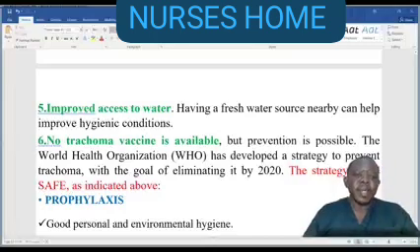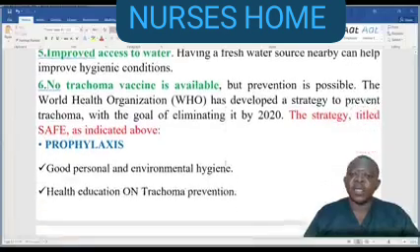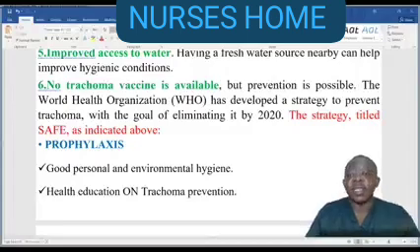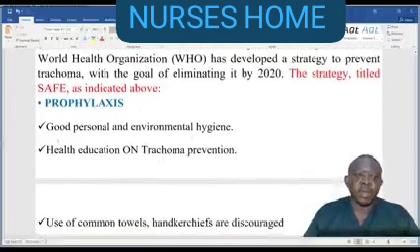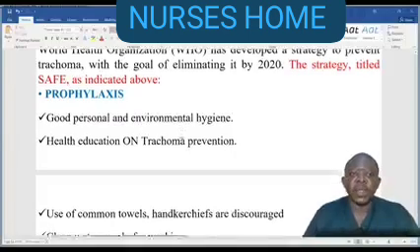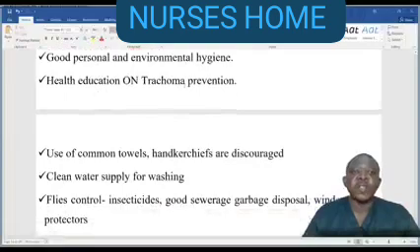No trachoma vaccine is available, but prevention is possible. The World Health Organization has developed a strategy to prevent trachoma with the goal of eliminating it by 2020, and 2020 has passed. This recording is being done in 2020, and the strategy is titled SAFE. Otherwise, for prophylaxis, there may be some drugs that have been devised which you can look at, but it is important to practice good personal hygiene and environmental hygiene. You can also give health education on trachoma prevention.